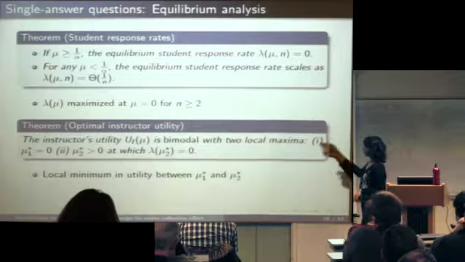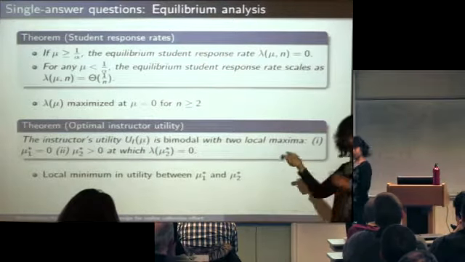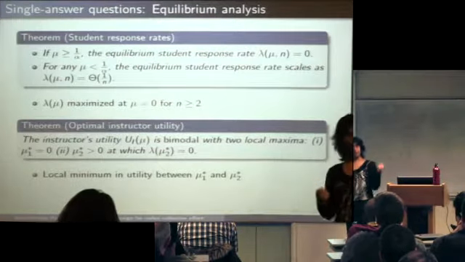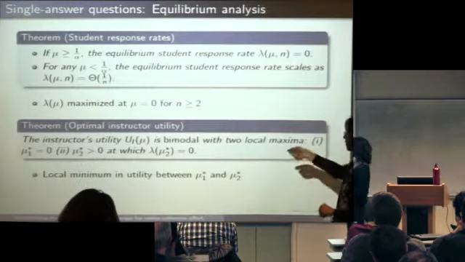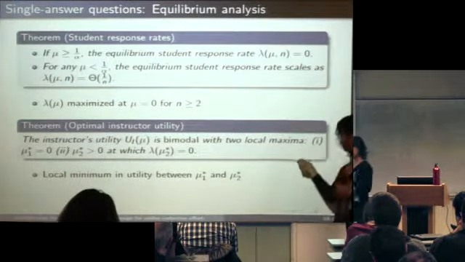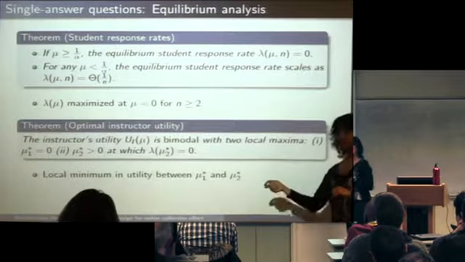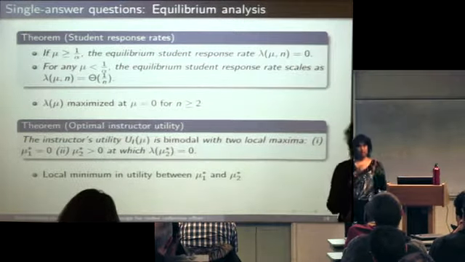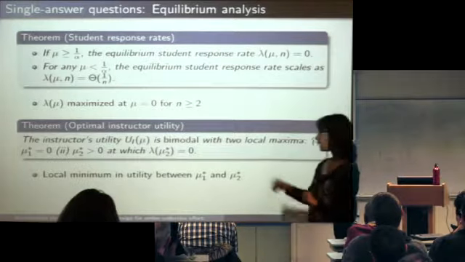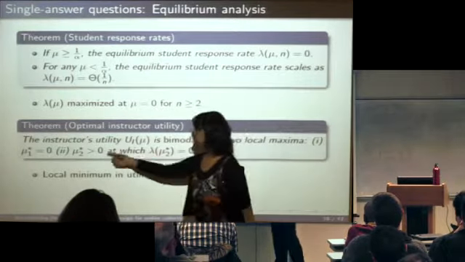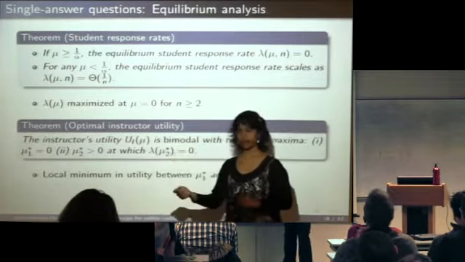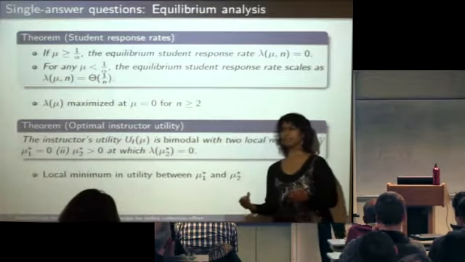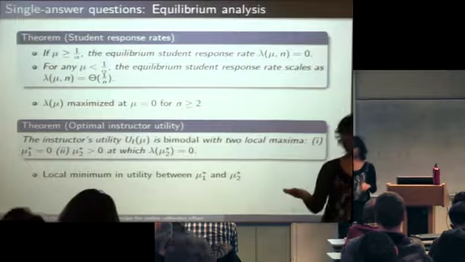It turns out that when you look at the instructor's utility as a function of her choice of rate, when students are best responding to that rate in equilibrium, the utility is bimodal and it has 2 local maxima. One in which the instructor's rate is 0 and the class is doing all the work, and the second in which the instructor's rate is non-zero, but it's beyond this value, the value at which students respond. So in the second equilibrium, the instructor is doing all the work and the class is doing nothing.